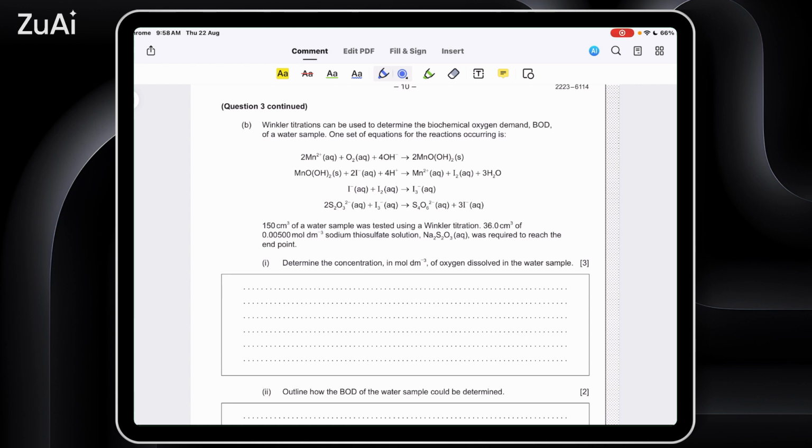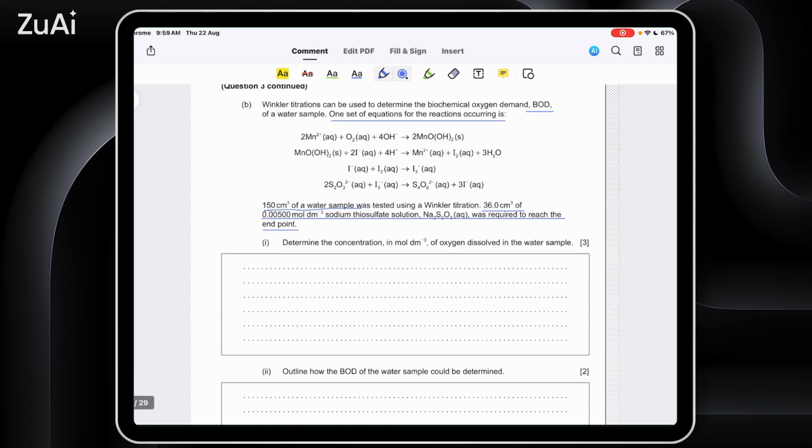So these are some equations. Winkler titration can be used to determine the biochemical oxygen demand, BOD, of a water sample. One set of equations for the reaction occurring is this. A 150 cubic centimeter water sample was tested using Winkler titration. 36.0 cubic centimeters of 0.005 sodium thiosulfate solution was required to reach the endpoint. Determine the concentration of oxygen.